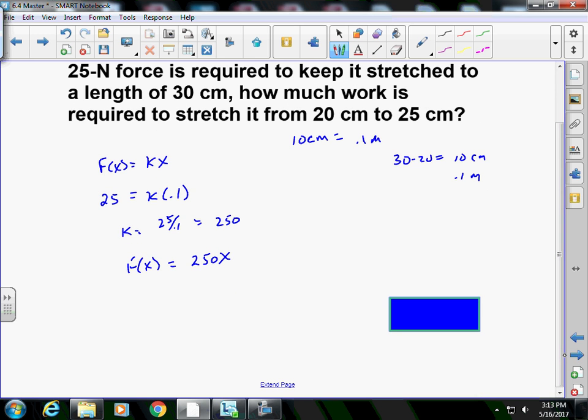So here we go. Now I have a function. I now care about the 20 centimeters to 25 centimeters. Well, I started at 20 centimeters, so my a has to be 0. My b is I'm going to stretch it 5 more centimeters, 0.05. But I have to remember that's in meters, not centimeters. So I'm going to integrate this from 0 to 0.05. Again, the place students are going to make the most mistake is forgetting to convert.